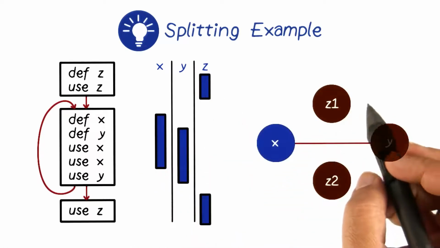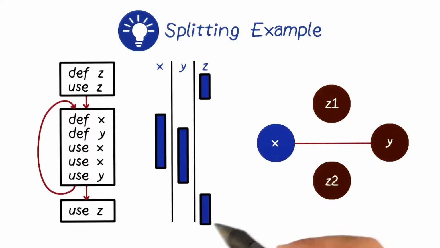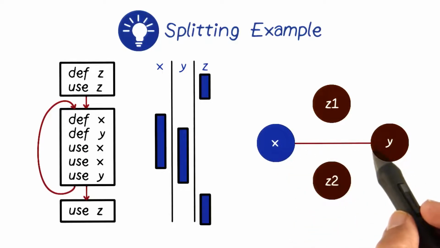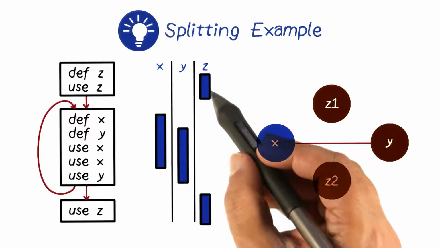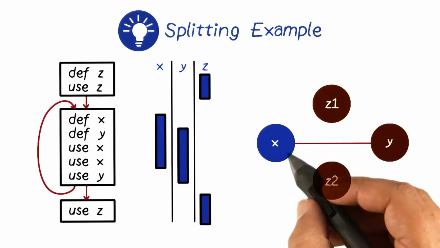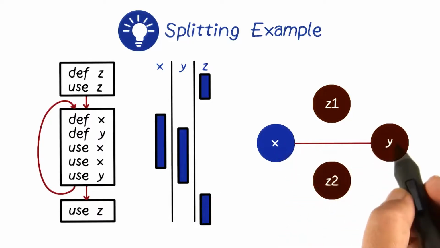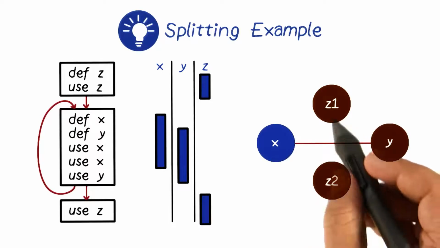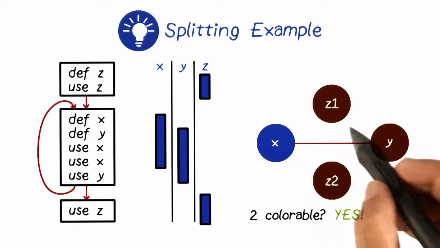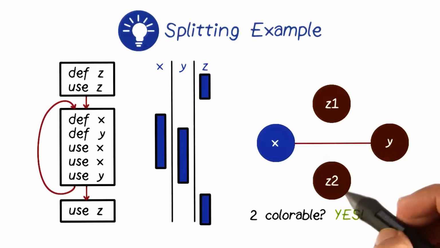If we do this splitting, here is how the interference graph changes. Let us say this part of web is called z1 and this part of web is called z2. X and y still interfere with each other, but these parts of z do not interfere now with anything else, and the graph is simple. Now you can see that this graph is 2 colorable as follows. We can give one color to x and another to y, and we can pick any color that we want to be given to z. And so with these 2 colors, blue and red, this graph of split web is 2 colorable.